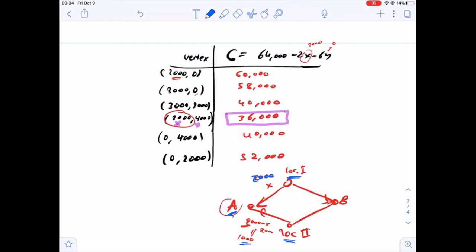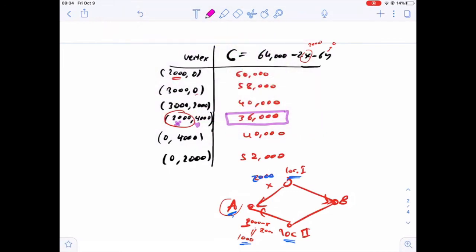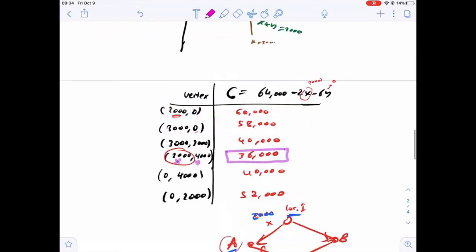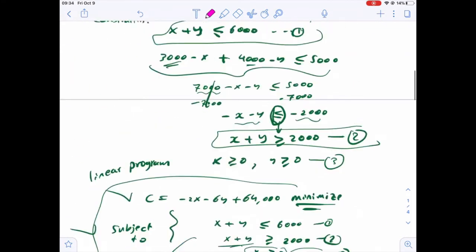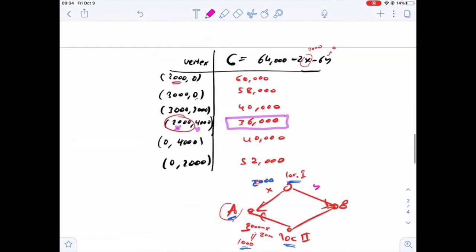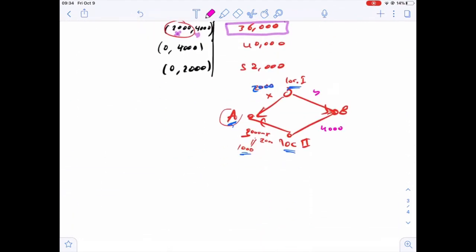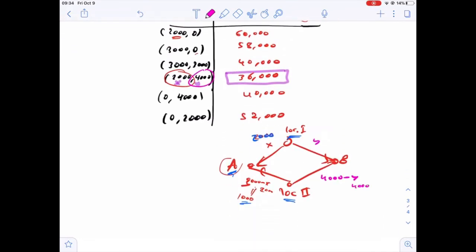And what about the other location, to the other city. So the equation here is y, and here we have 4,000 minus y. So y in this case is 4,000. So if we plug 4,000 here, we have 4,000 minus 4,000, that's 0 TVs, and here 4,000.